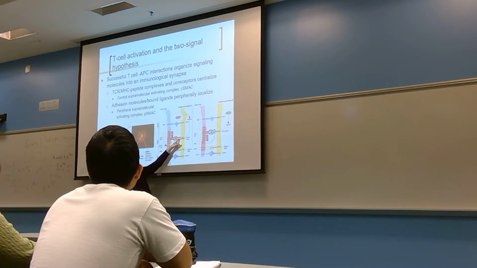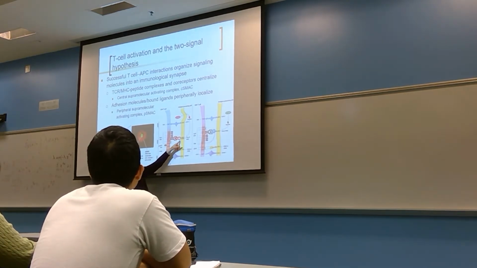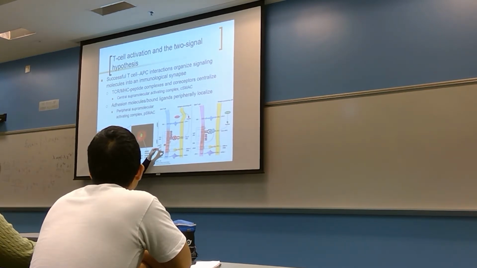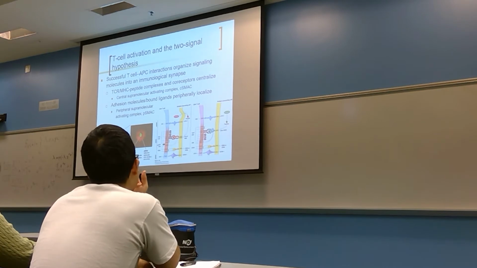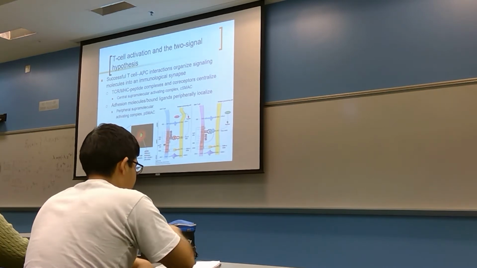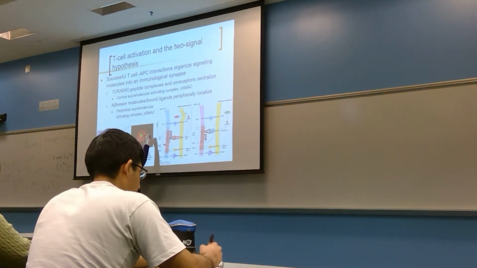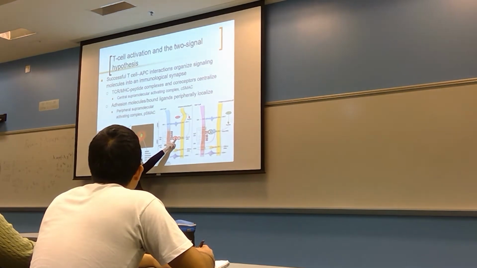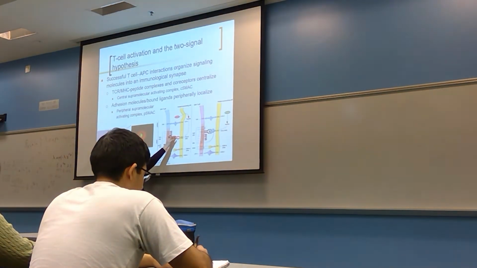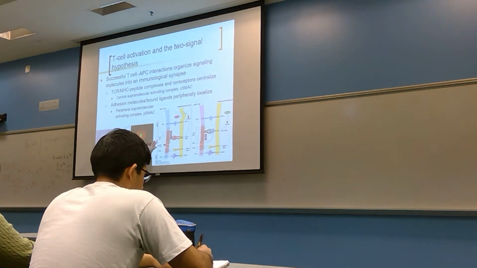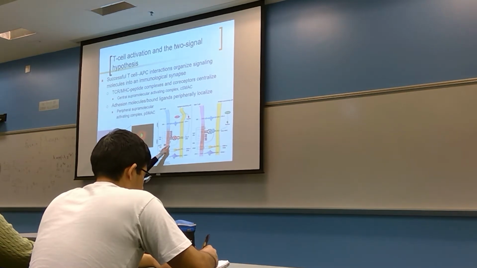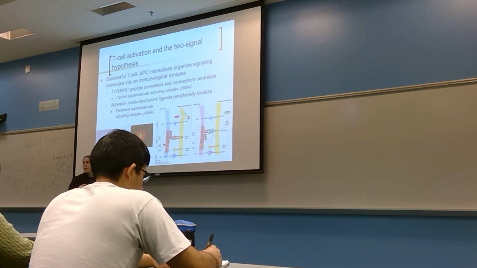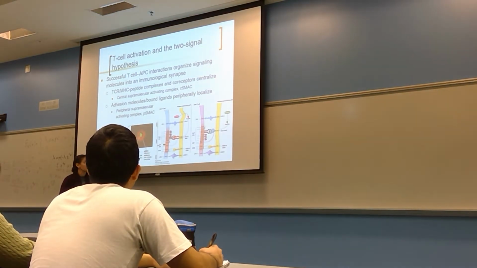CD4 is also going to interact with the alpha chain of the MHC class 2, and this is going to help with internal signal. And remember, we talked about our CD3 as our co-receptor. That's going to cause the internal signal. So the TCR will interact with the MHC molecule, self-peptide, going to cause a signal through CD3. CD4 is also going to help. That's the number one signal.